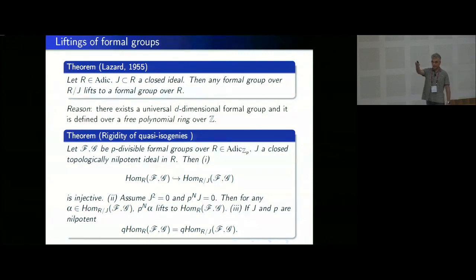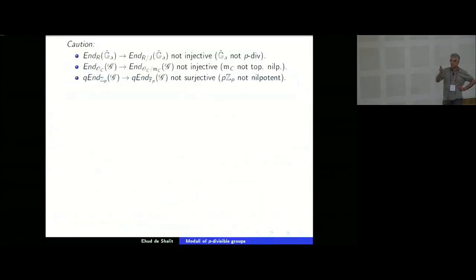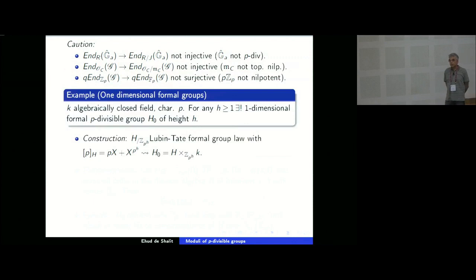And as a result of 1 and 2, if both J and p are nilpotent, then the quasi-homomorphisms in this category of p-divisible groups or p-divisible formal groups up to isogeny are the same over R and over R over J. And as I said, you must be careful when you apply it. Each of the assumptions that we stated is necessary. You can have counterexamples.